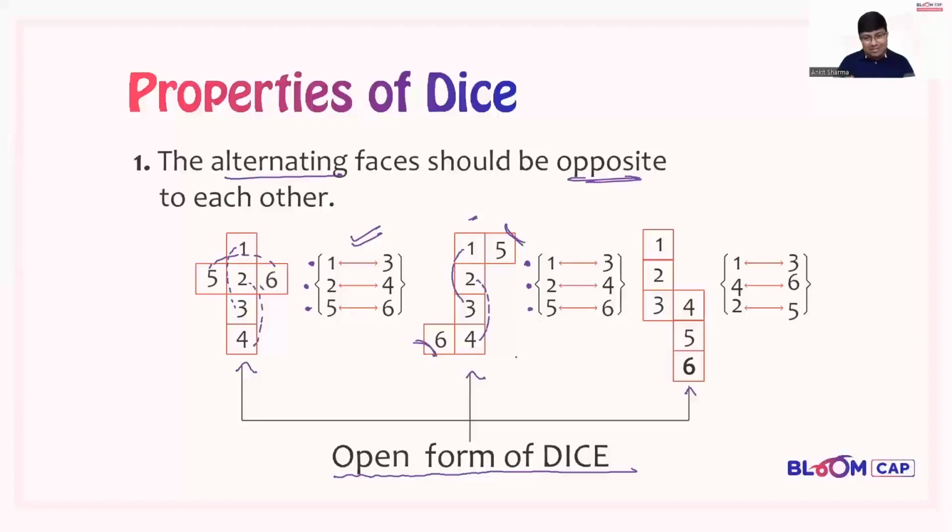Now, similarly, my dear students, you all are well aware that alternating faces are opposite to each other. So now the opposite face of 1 is 3, because 1's alternate is 3. Are you all getting it?